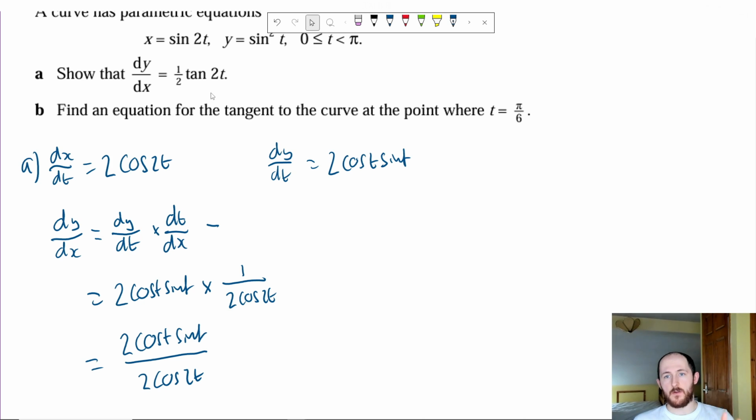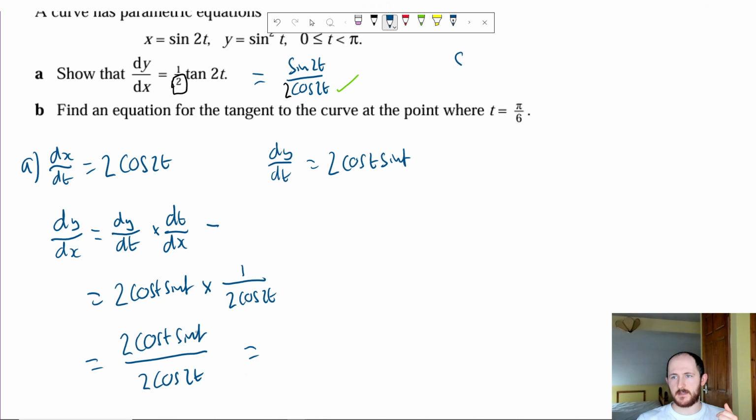The next thing I know is that the answer has tan 2t, and at the moment I don't have tan 2t. Let's write out what tan 2t would look like. It would be sine 2t over cos 2t. Now if I want to be even more specific, because of the half here, this would be a half sine 2t over cos 2t. Now the denominator is perfect, but the numerator is not correct yet. But if you actually have a look at it, that is indeed sine 2t.